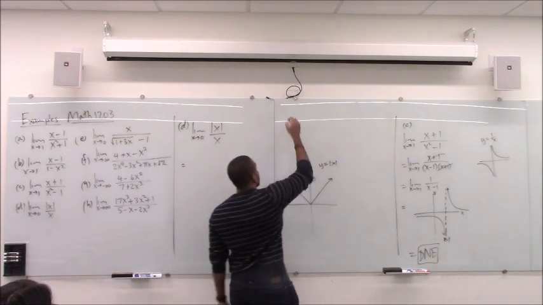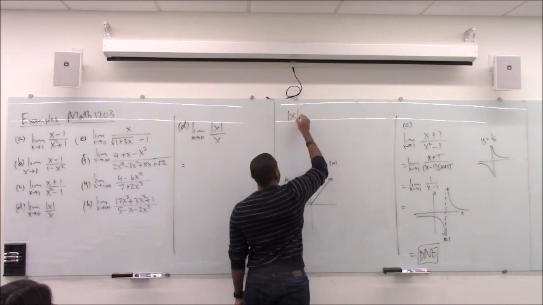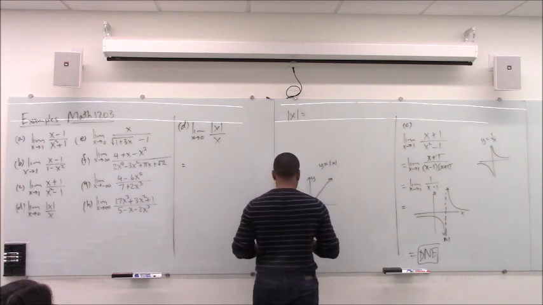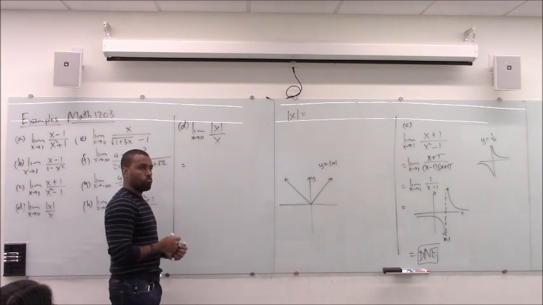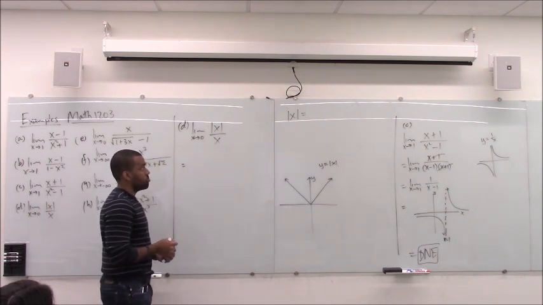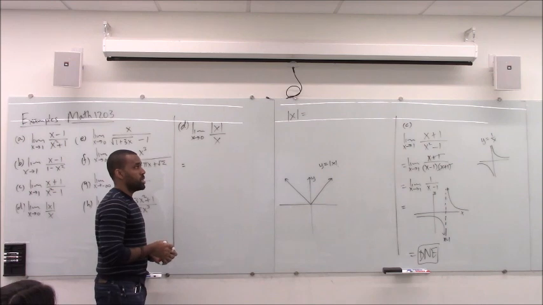Maybe I should ask a different question. What does the absolute value of x mean? What's the definition of absolute value of x? Positive x. Well, what does it mean to be positive? How would you write that down in a formula?